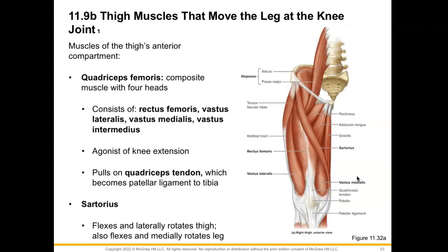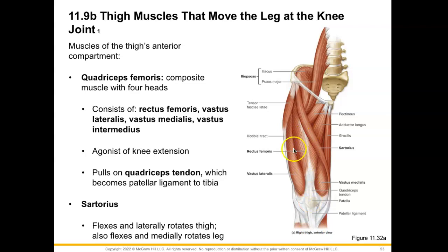Now let's move back into that anterior compartment of the thigh so that we can talk about our quadriceps femoris group. This is going to be a composite group of 4 heads of muscles. The fourth one we can't see because it's deep to this rectus femoris muscle. It is made up of rectus femoris, vastus lateralis, vastus medialis, and vastus intermedius, which we'll see in the next slide. These are going to be agonists of knee extension, and they're going to pull on the quadriceps tendon, which passes around the patella here, making it a sesamoid bone, and becomes the patellar ligament and will insert onto that tibial tuberosity.